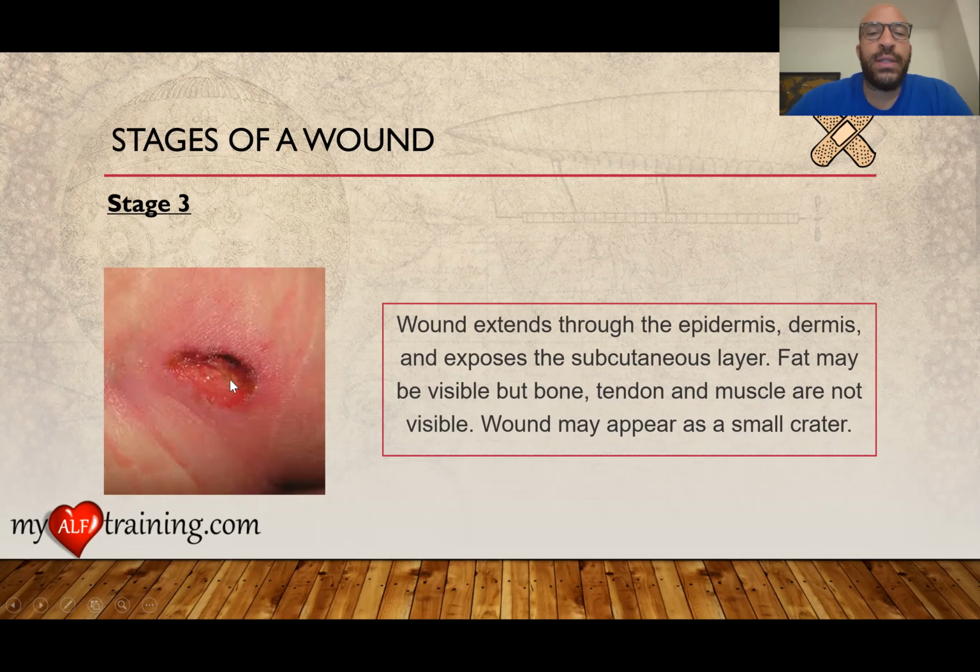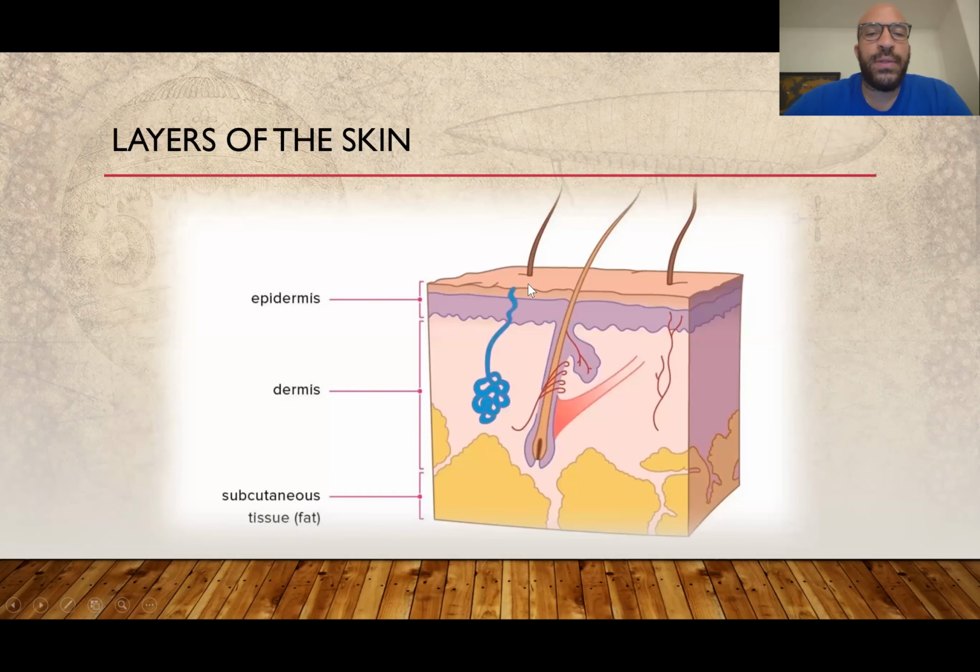So we extended through the epidermis to here. We also extended through the dermis and exposed the subcutaneous, which was the white matter we see here. So we exposed it because the wound came through this layer all the way down to here, so we can see a little bit of the subcutaneous fat.